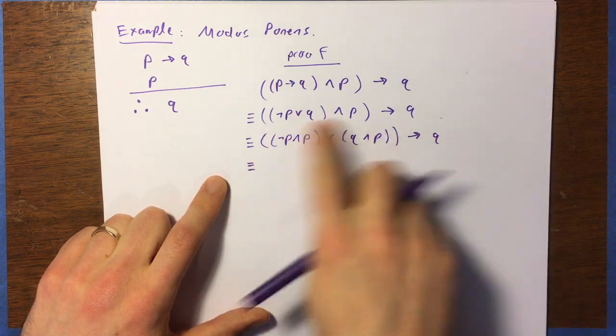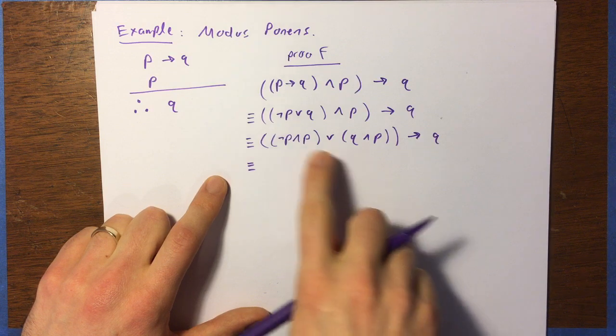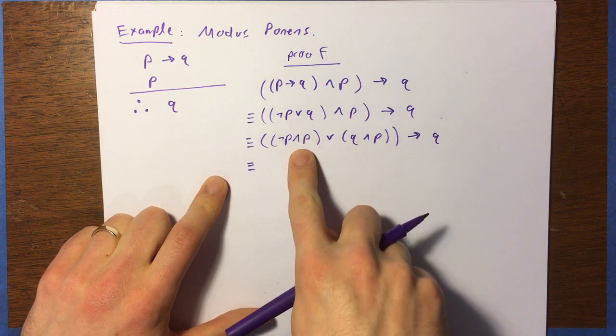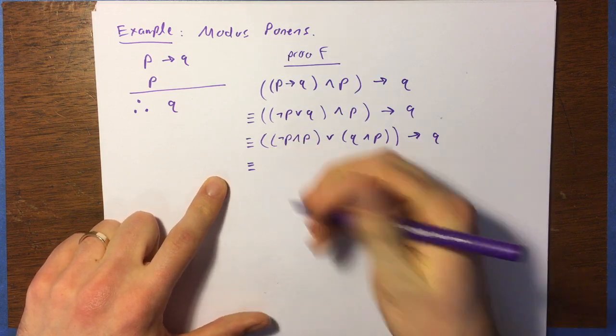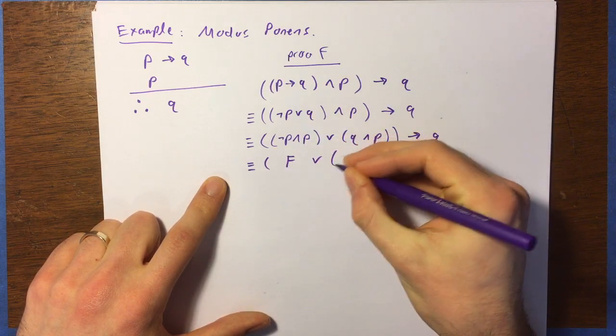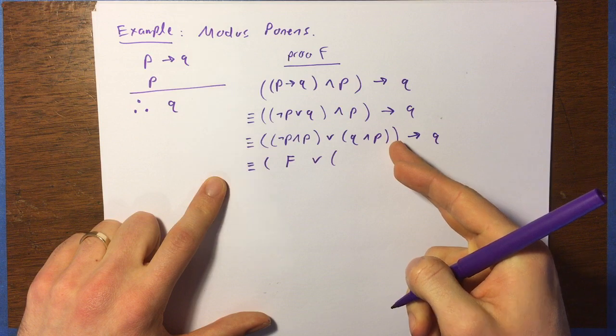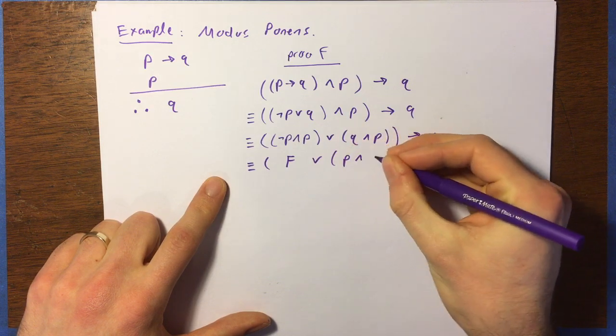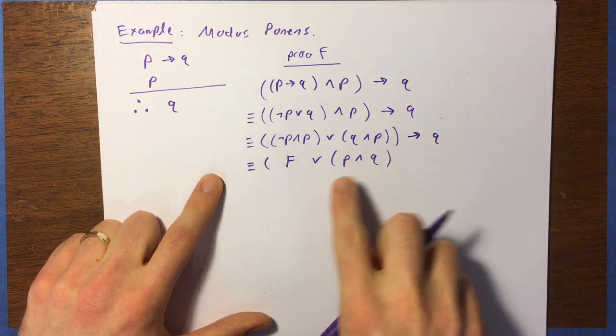All right, now I'm going to simplify what's inside here because not P and P is false, right? This is a contradiction inside here, not P and P. So that's false or Q and P. I'm actually going to rewrite that as P and Q. There we go. That's just the commutative law.